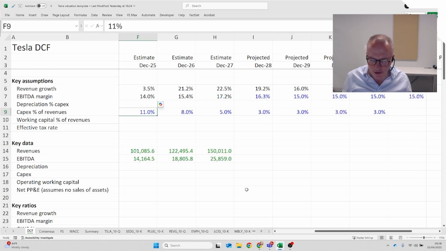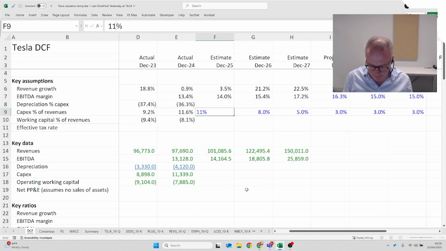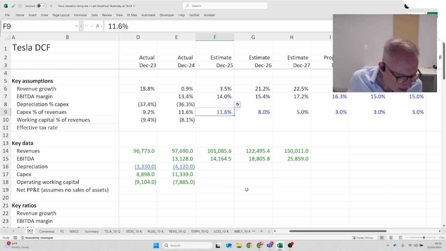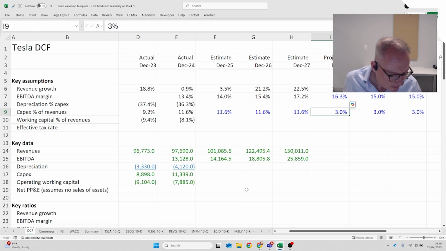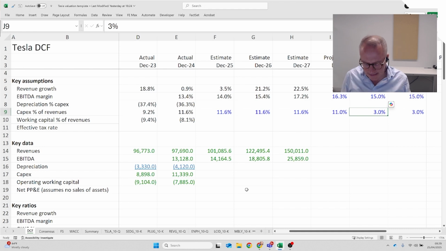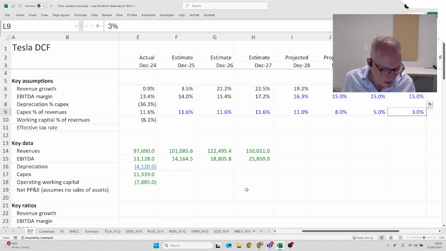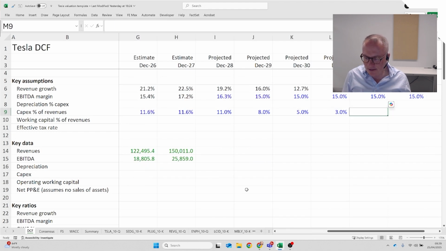So let me just calculate. I think I may have got too many. Yeah, I'm actually going to keep that at 11.6 for a number of years, because if you think the growth doesn't really slow until later, I'm going to keep that to 27, 11.6, 11.6, 11.6. There we go. And then after 27, in 28, I'm going to reduce it to 11%. And then after then, you can see when the growth starts to slow, I'm going to make that 8%. And then I'm going to drop it down to 5%. And then I'm going to keep it at 3% for the last 3 years.